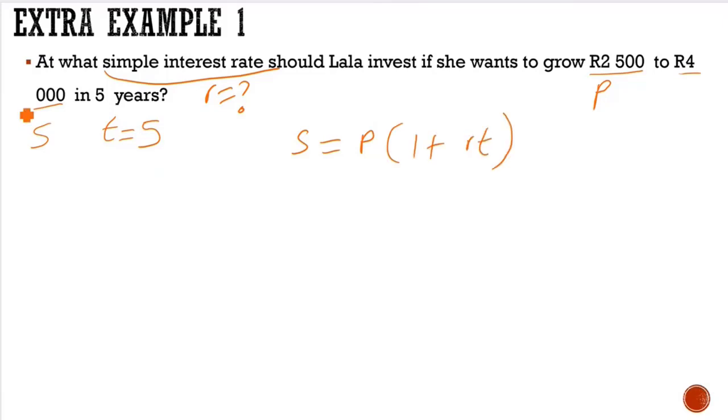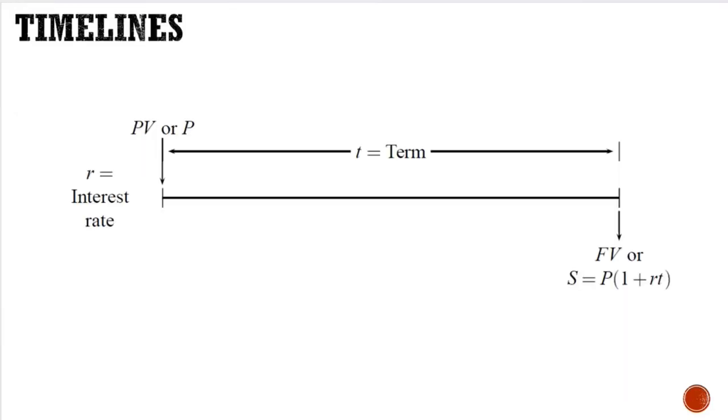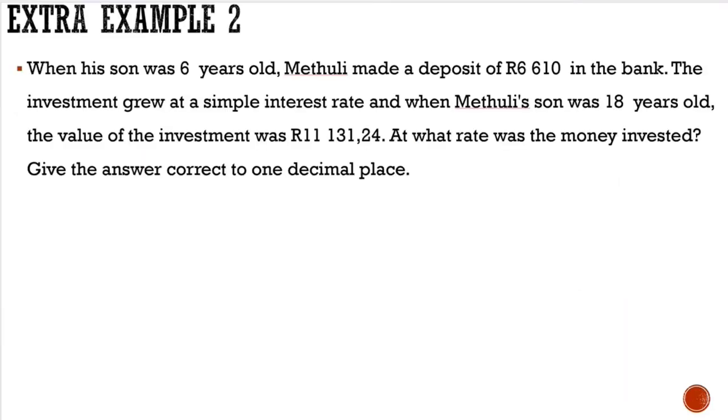Your S is equal to 4,000, which is equal to your P, 2,500 into 1 plus your R, which you don't know, your T is 5. So here you simplify, it's just mathematically. This will be a timeline. I'm not going to be spending time on simple interest calculations. I just wanted to see how you extract.